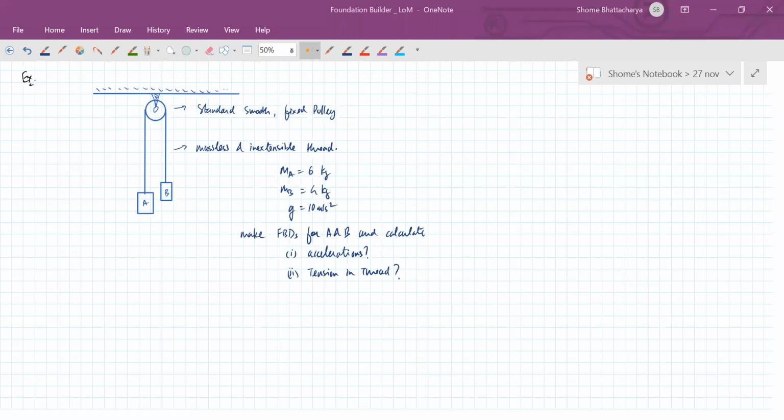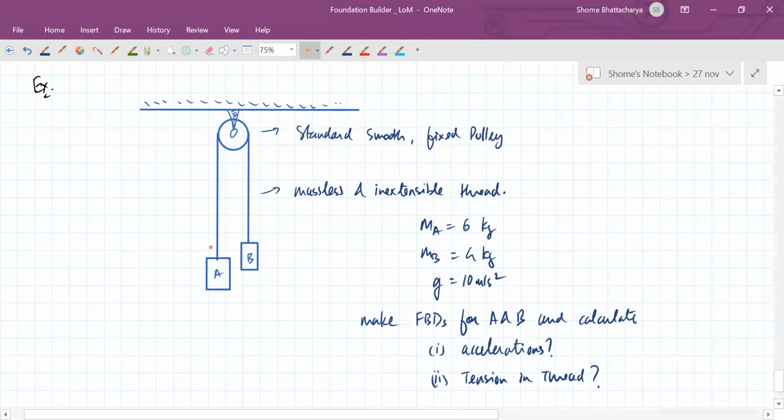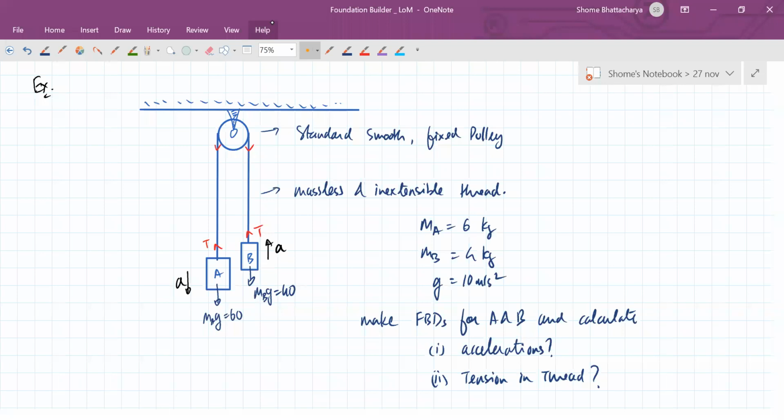Okay, let's understand this question fully. The same amount of tension will be acting at all the points, because the thread is massless. This one has a weight equal to 60 newtons. This one has a weight equal to 40 newtons. So A will dominate. Because A's mass is more, A will be accelerating downwards and B will be accelerating upwards. But they will have the same magnitude of acceleration, because the thread is inextensible.